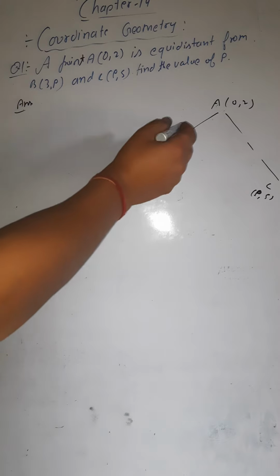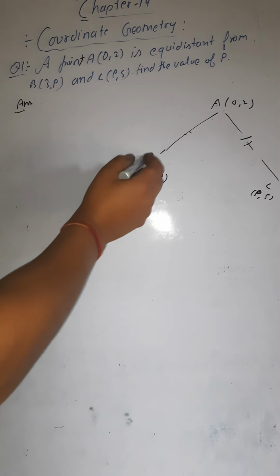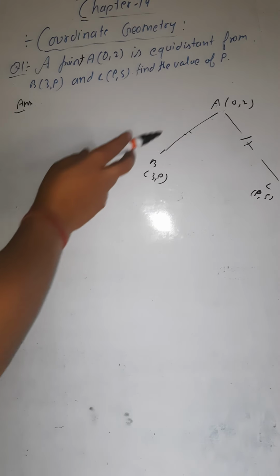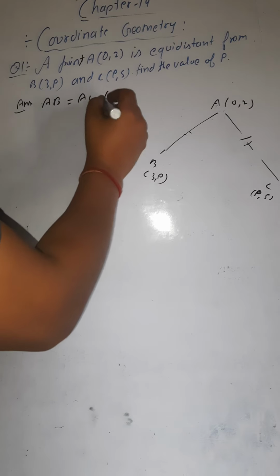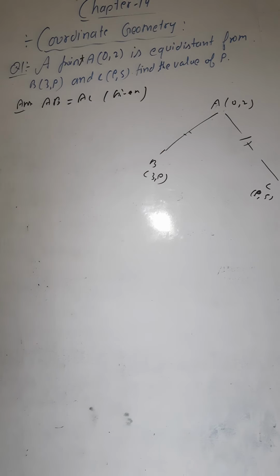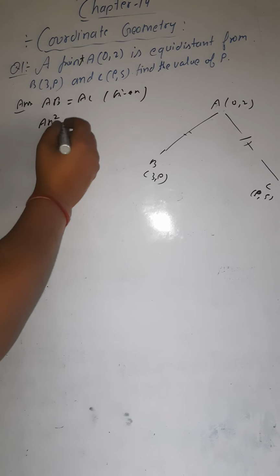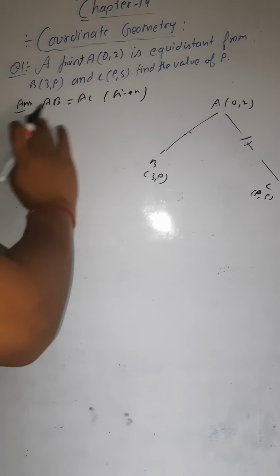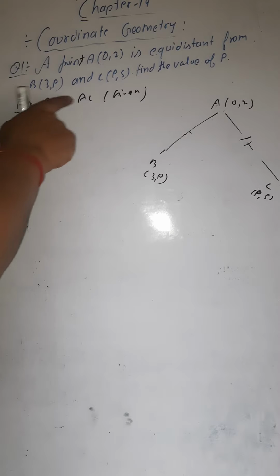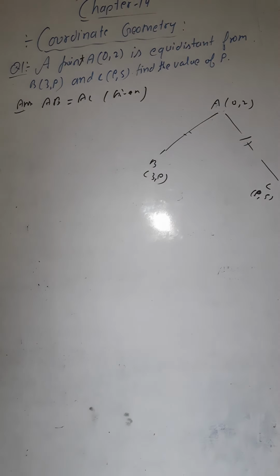Now these distances are equal. AB is equal to AC because point A is equidistant from B and C. This has been given to you. It means I can write AB square is equal to AC square. But right now, let it be. AB is equal to AC. This has been given to you.